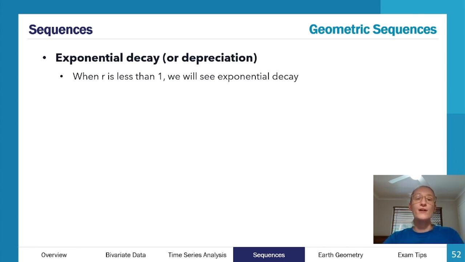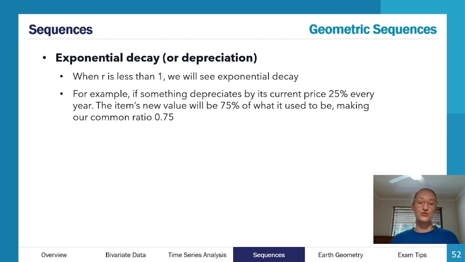To model the inverse of exponential growth, we don't typically divide by this, although you totally could. What we normally do is still multiply, but by an r value that's less than 1. For example, multiplying by 0.5 is halving it. It's the exact same thing as dividing by 2, but we're multiplying by 0.5. So that illustrates that when r is less than 1, we'll see exponential decay.